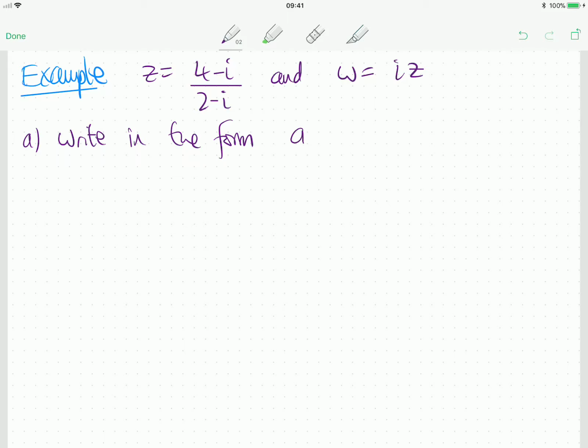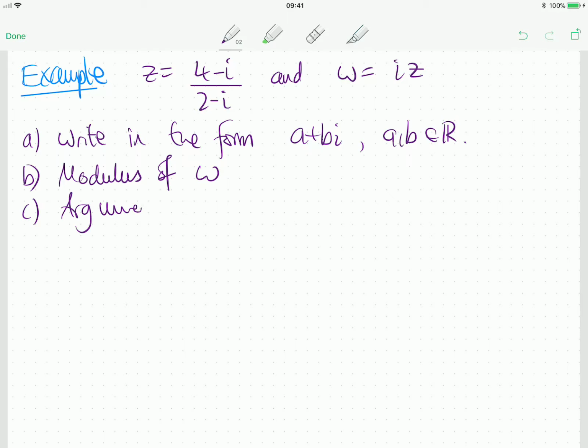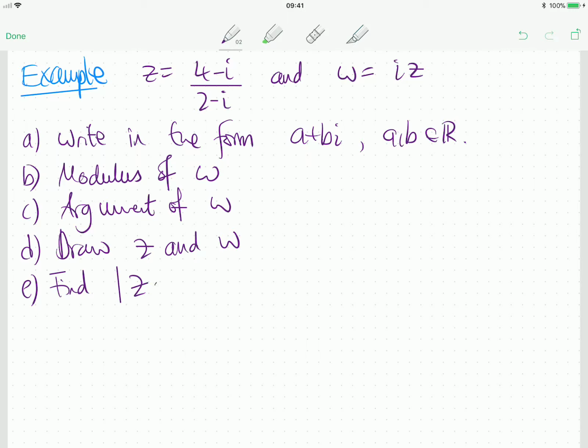So the first thing I'm going to do is write these in the usual form, which is a plus bi, where a and b are real numbers. Then just the usual stuff: I'm going to find the modulus of z, the modulus of w, the argument of w, and draw them. Let's just draw both of them, z and w, and just for fun, let's find the modulus of the difference.